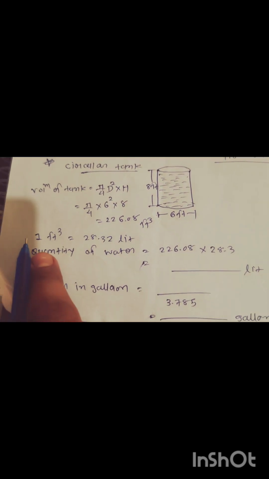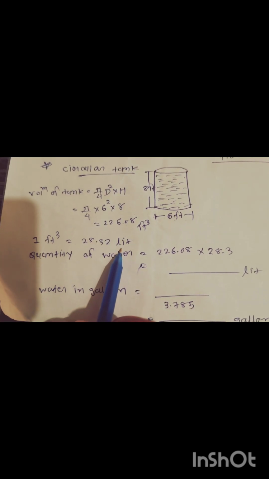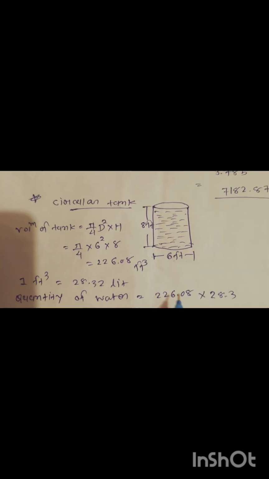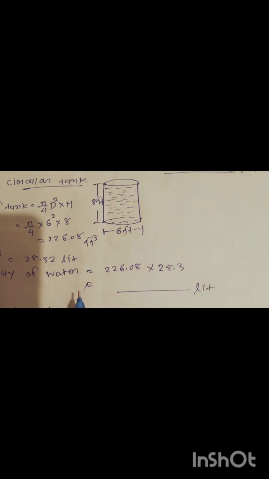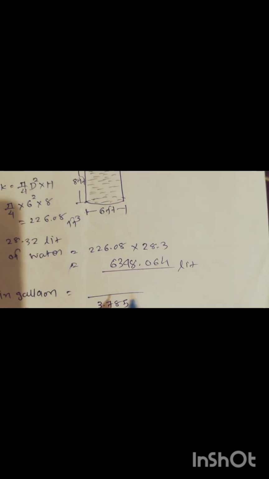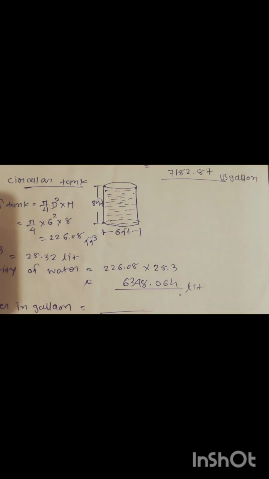As per the standard, in 1 feet cube, the volume of water stored is 28.32 liter. So the quantity of this circular tank is 226.08 feet cube into 28.32 liter. So the quantity of water stored in this tank is 6398.064 liter. This much quantity is stored in this circular tank.